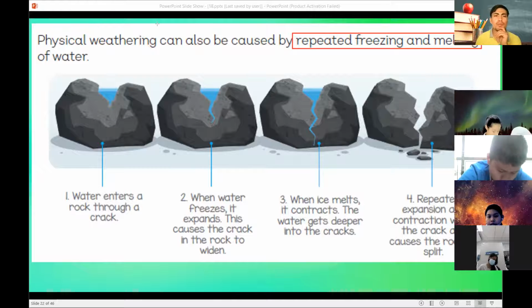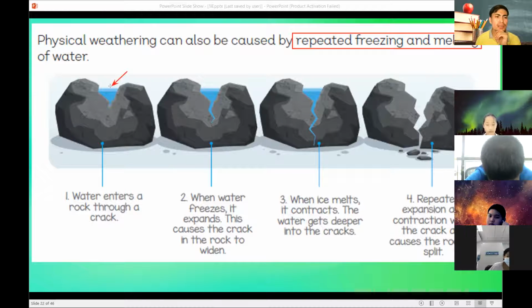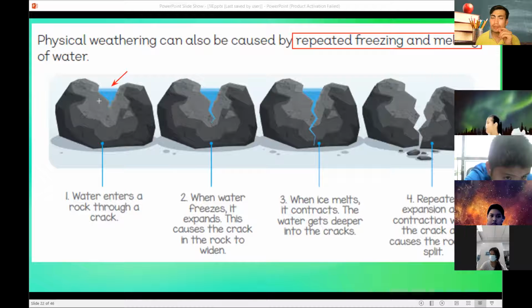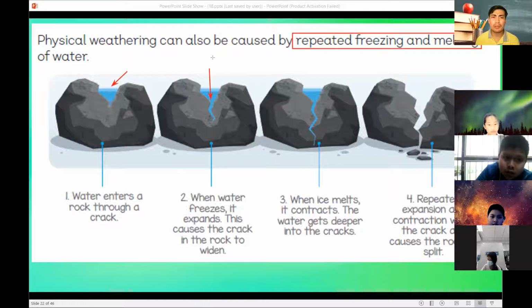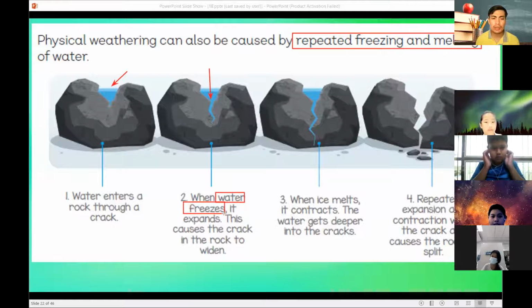Now, look at this first picture. Maybe it rained, no? Maybe it rained and then the water will stay here on this rock, on this crack of the rock. So there is the water here. It will stay there. Now, when the winter comes, what happens to the water? Does it expand? When water freezes, what happened?